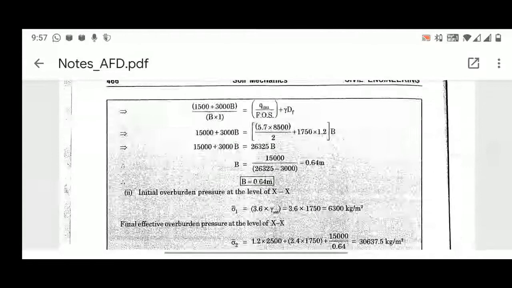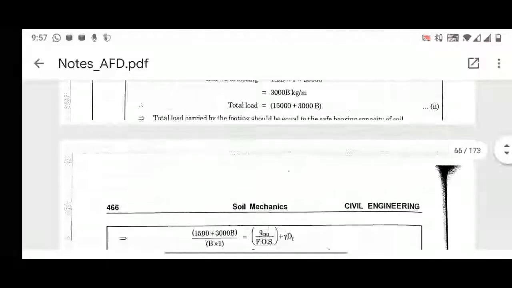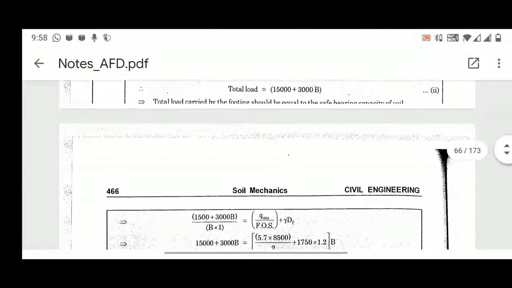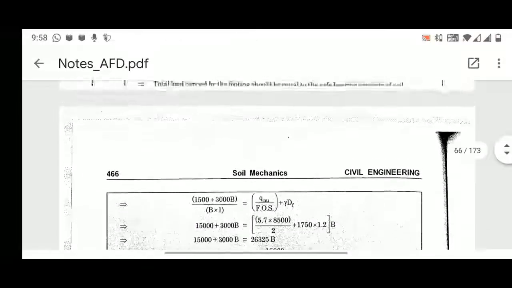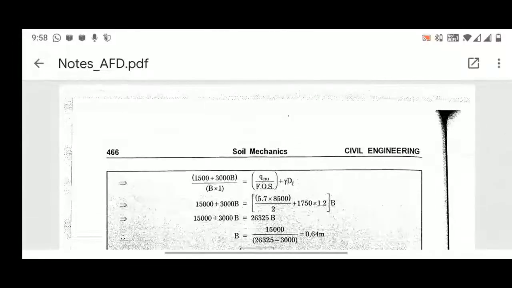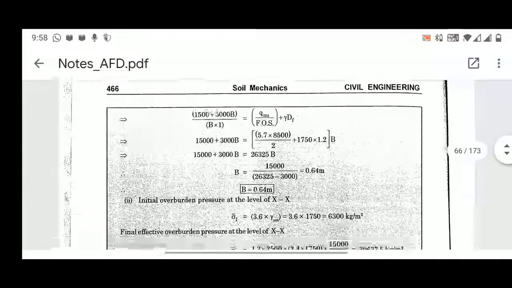All right, now I have to look after this. We have obtained this as a total load. Total load divided by area will give us the ultimate. Why have they not taken plus gamma Df? They have taken gamma Df inside the bracket and then multiplied it with the width. Okay, fine. So width is 0.64 meter.